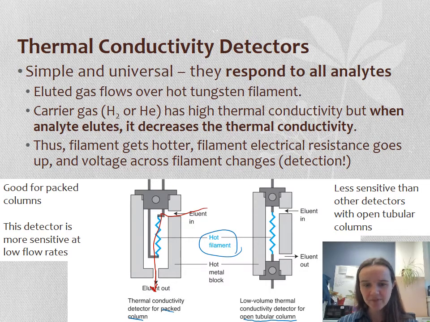Your carrier gas will have a different thermal conductivity than your analyte. Hydrogen and helium in particular have high thermal conductivity, and so they'll dissipate the heat from that hot filament more easily. When your analyte comes through, it elutes, it's going to decrease the thermal conductivity. Now, if it's got decreased thermal conductivity, the filament will get hotter. It turns out that the filament's electrical resistance goes up when it gets hotter. And because current is related to voltage using resistance, you get the voltage across the filament changing, and that means detection. It is really good for packed columns. It's more sensitive at lower flow rates because you're going slower and you're able to get this change in temperature more easily.